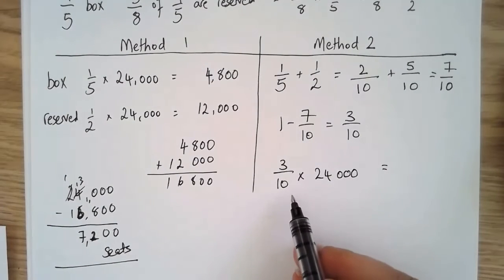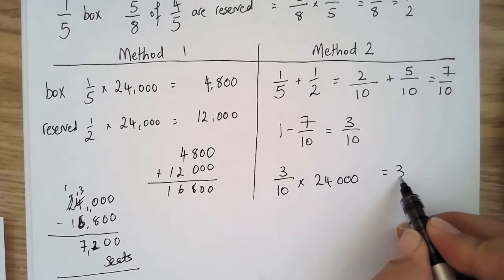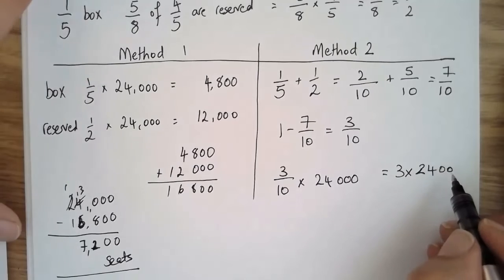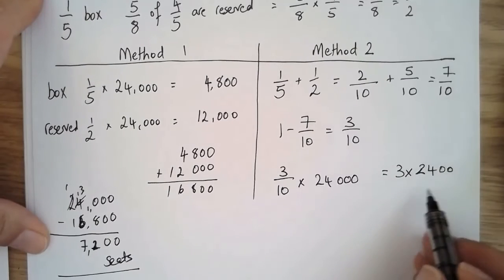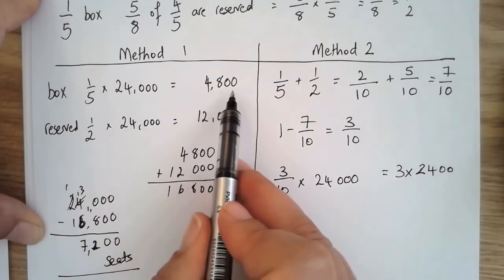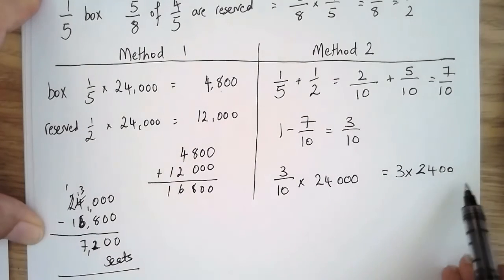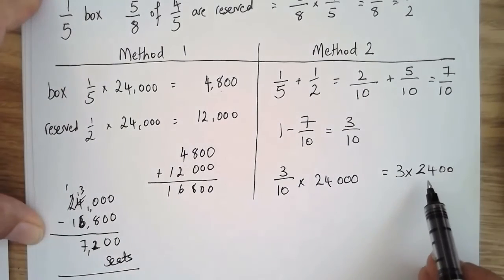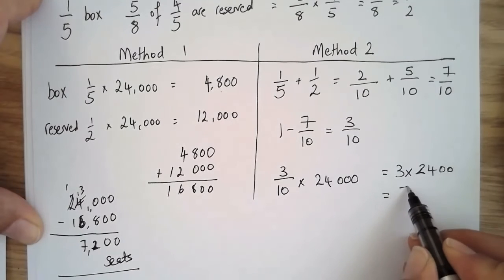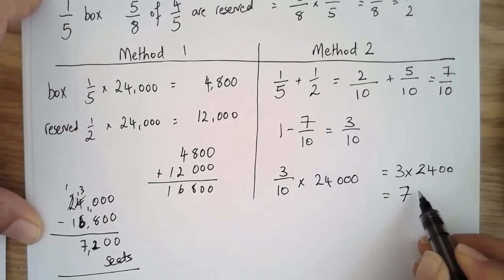Now, one thing I can do here is divide by 10 straight away. So this just becomes 3 times 2,400, and it saves me having to do any division at all. I quite like that I don't have to do any division. I had to do some division up here, but dividing by 10 doesn't feel like doing any division at all. 3 multiplied by 2,400 is 7,200.